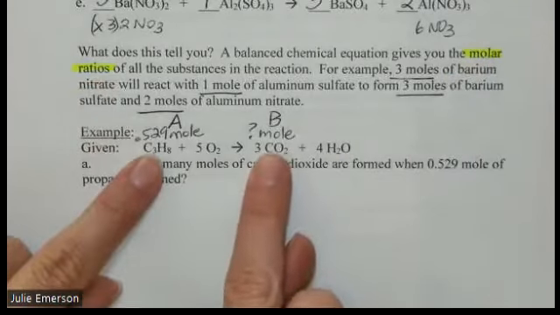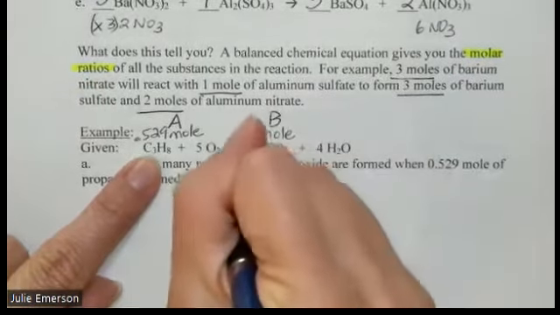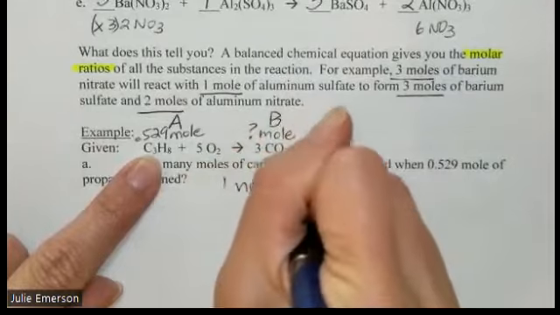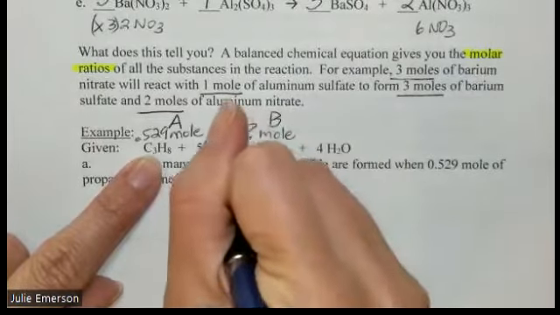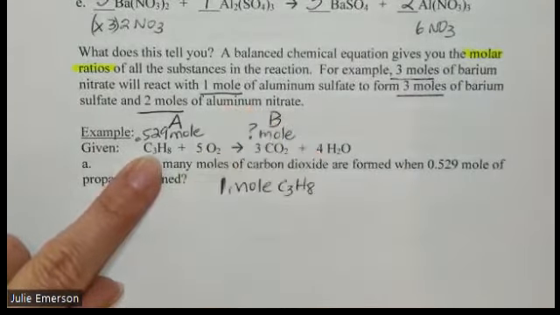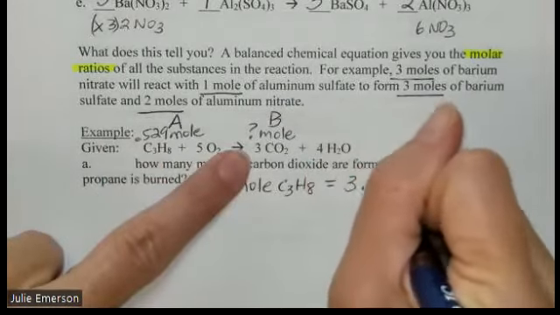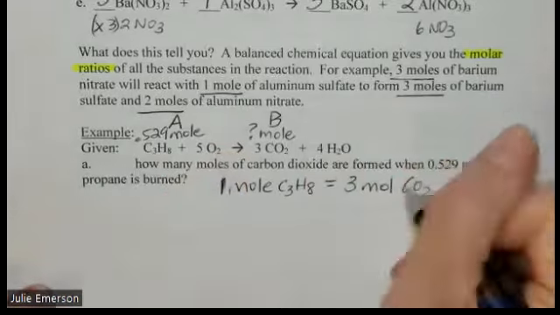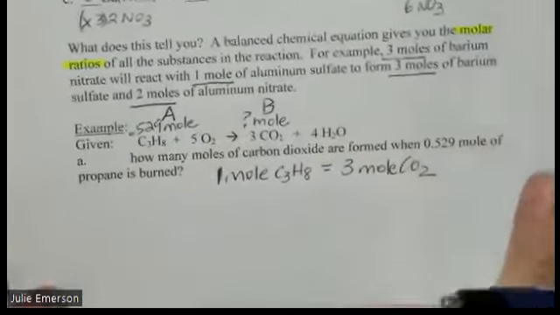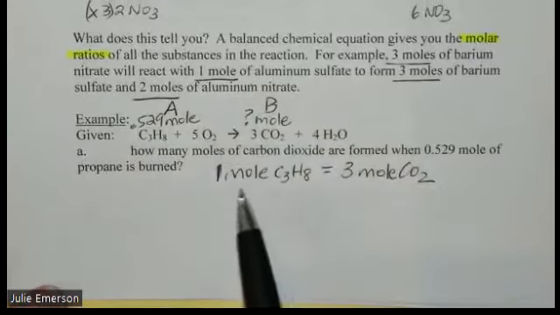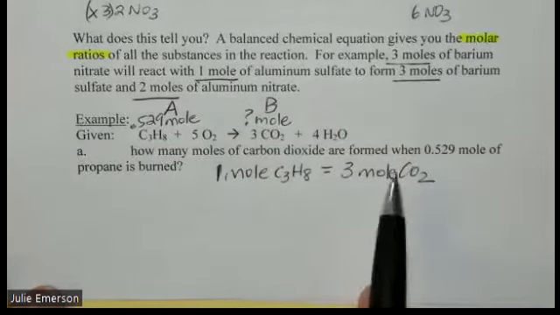From our balanced equation, what we know is that for every 1 mole of propane, no number in front, so it's a coefficient of 1, we make 3 moles of CO2. Mol or mole, depending on how you want to write it, either way is fine. So there's my conversion factor.